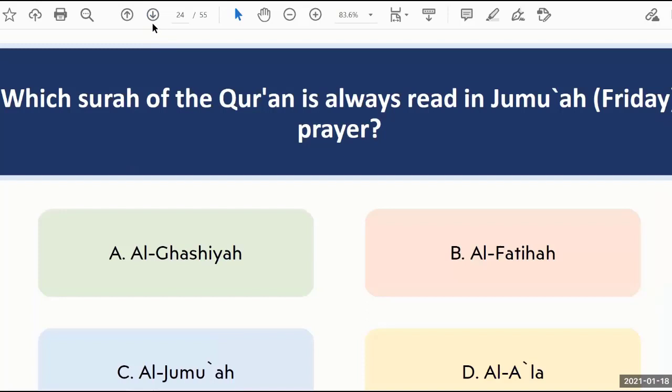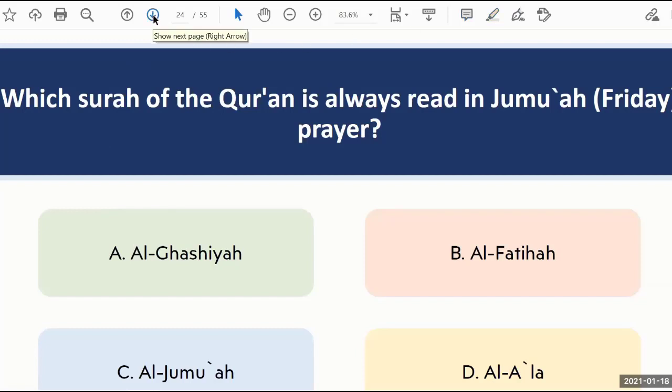Assalamu alaikum wa rahmatullah. And now we are going to start the quiz. If any of the students know, please feel free to speak. Which surah of the Quran is always read in Jummah prayer? A. Al-Ghashiyah, B. Al-Ala. Can I request a student to answer this?